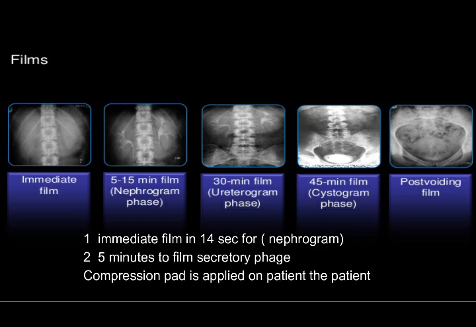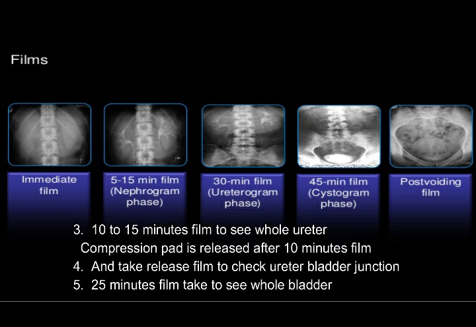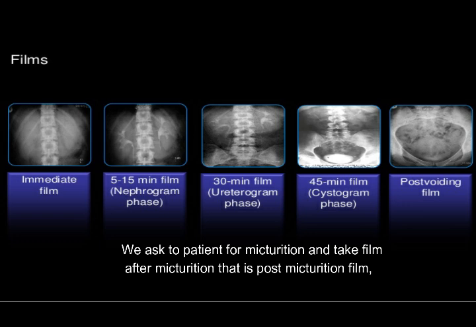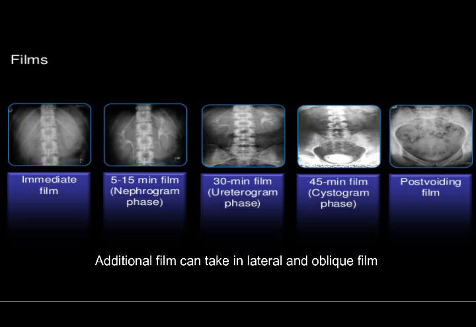After the 5-minute film, we can apply a compression pad on the patient. The third film is taken at 10 to 15 minutes to see the whole ureter. The compression pad is released after the 10-minute film and a release film is taken to check the ureter-bladder junction. The fifth film is taken at 25 minutes to see the whole bladder, and then we ask the patient for micturition and take a film after micturition, that is the post-micturition film. Additional films can be taken in lateral and oblique positions.